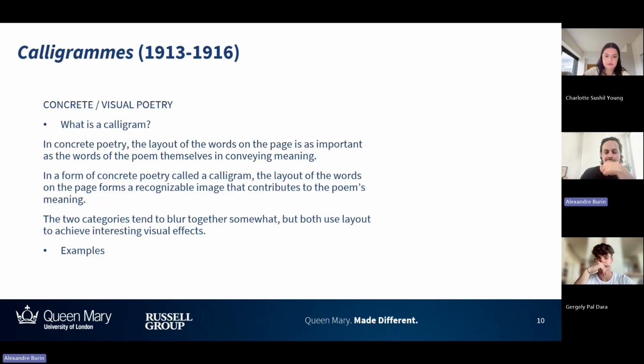So, calligram, it's a type of concrete and visual poetry. In concrete poetry, the layout of the words on the page is as important as the words of the poem themselves in conveying meaning. So in the form of concrete poetry called a calligram, the layout of the words on the page forms a recognizable image that contributes to the poem's meaning. I'll show you examples. What is important here is that the two categories tend to blur together somewhat, but both use layout to achieve interesting visual effects.